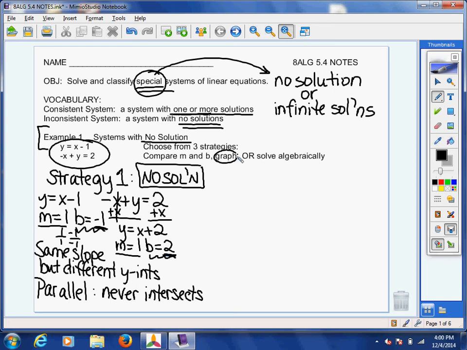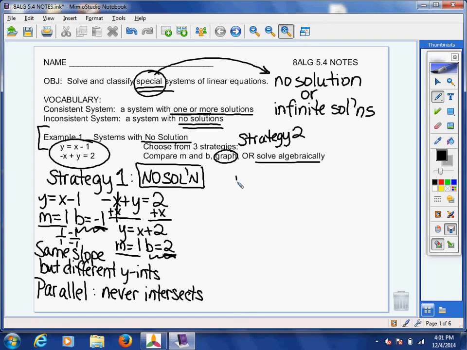So strategy 2 is a strategy. They're not in order of importance, so I don't want you to think, oh, graphing should be my second option if I don't do the first option. That's not necessarily true. All right, let's look at this last option, solving algebraically. You spent the last 2 sections learning how to solve algebraically without graphing. That's using either elimination or substitution.